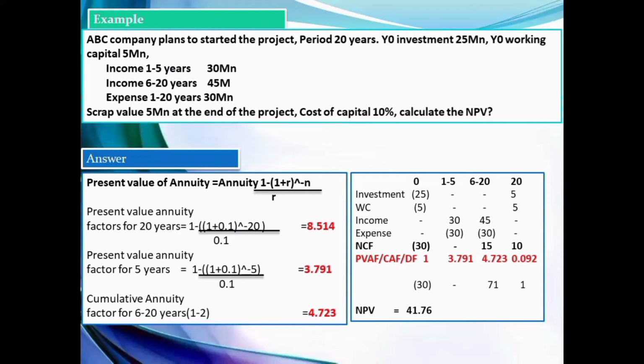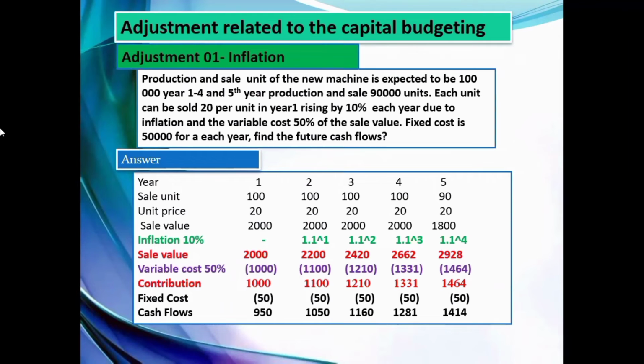Cumulative annuity factor for 6 to 20 years we can calculate by subtracting the second from the first. That answer became 4.723. Likewise, we have to put these discount factors in to calculate the NPV, which is shown in the second box. Adjustment related to capital budgeting.